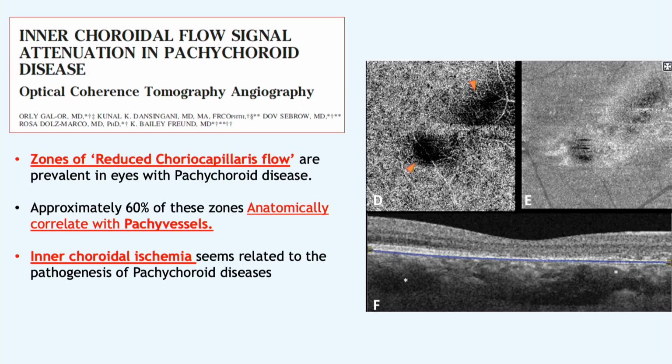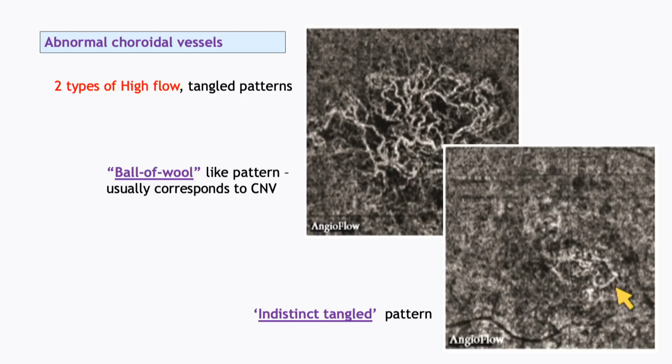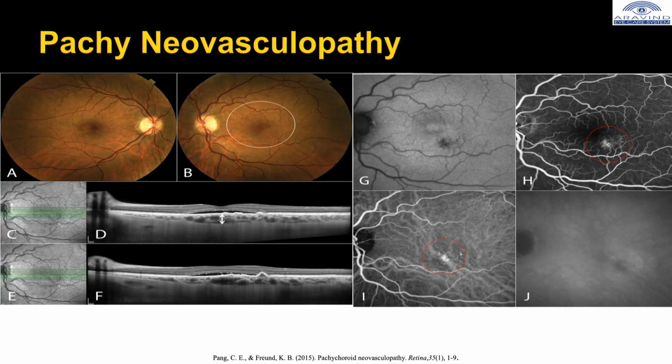You have this inner choroidal ischemia and abnormal choroidal vessels in the inner choroid in the form of a ball of wool pattern or an indistinct angle pattern. These are secondary subtle neovascularization that is picked up on OCTA, but it may be missed on the conventional fluorescein angiography because of the diffuse dye leakage. So this brings us to another type 1 CNVM.